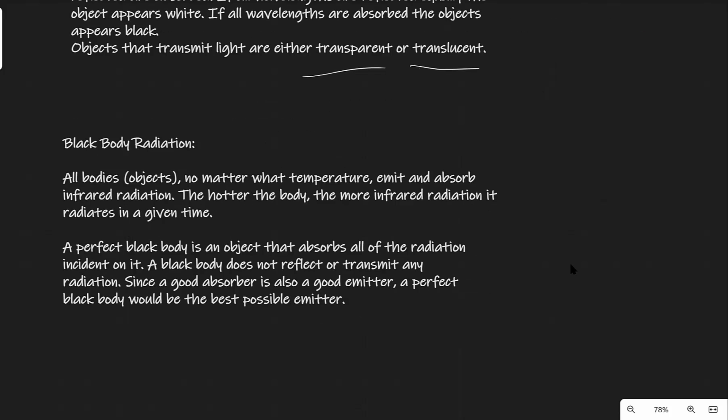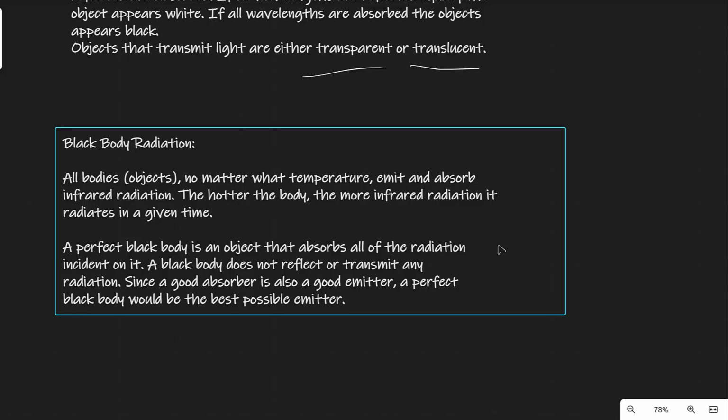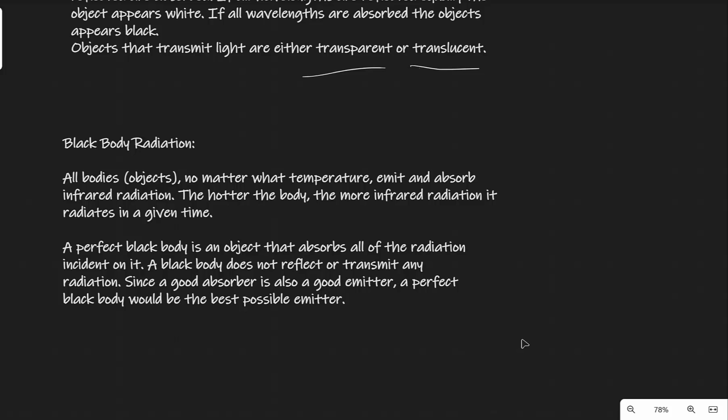Finally, we need to mention what is known as black body radiation, and all bodies or objects, no matter what their temperature, essentially emit and absorb infrared radiation. The hotter the body, the more infrared radiation it radiates in a given time. And what does that mean? This is how night vision, for instance, works, because everything emits infrared radiation.